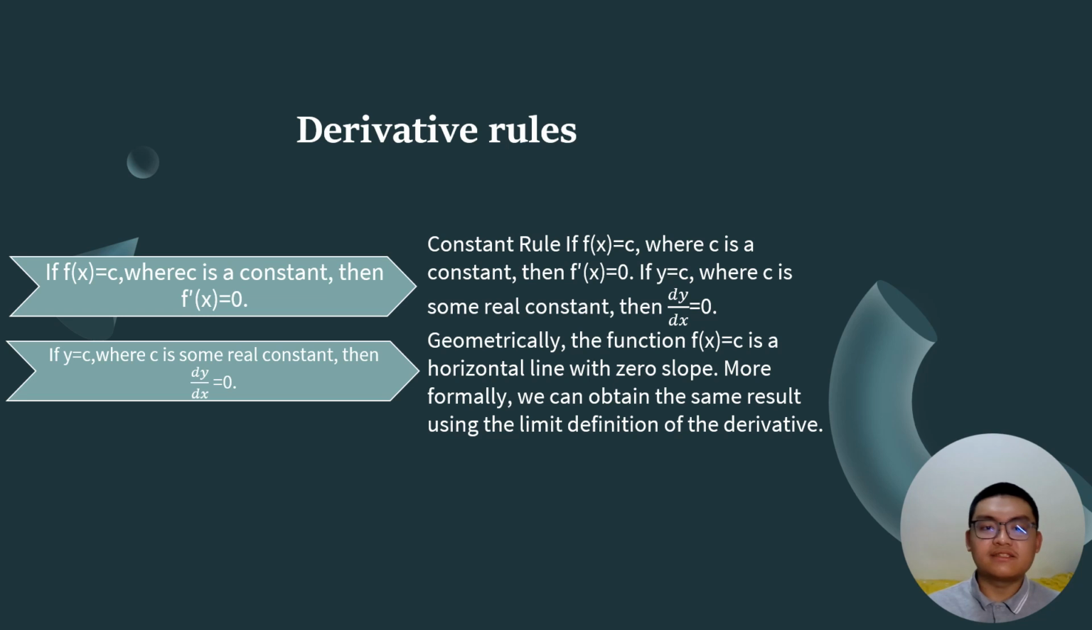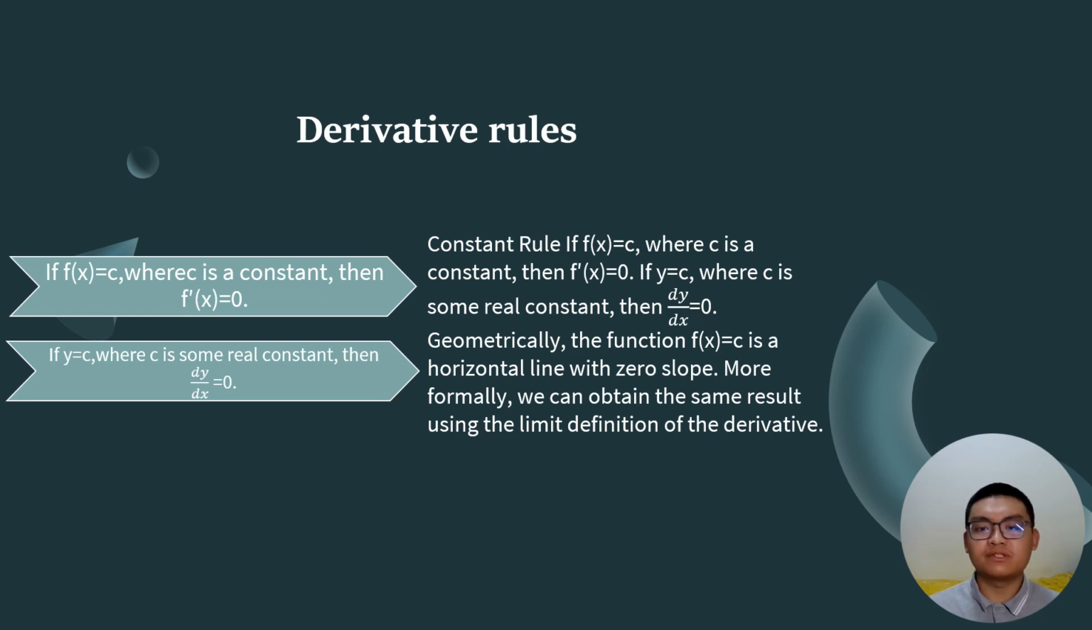So let's look at this slide. The first rule we see here is called the constant rule. It says that if f of x equals c, where c is a constant, then f prime of x equals 0. To break it down, if f of x equals c, where c is a constant, then f prime of x equals 0.